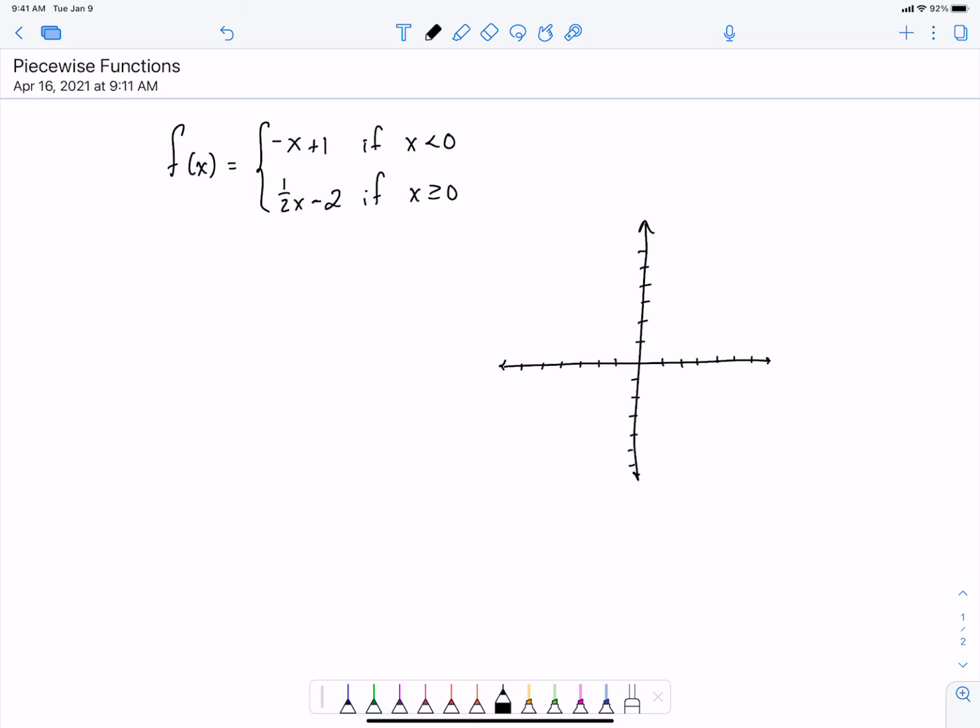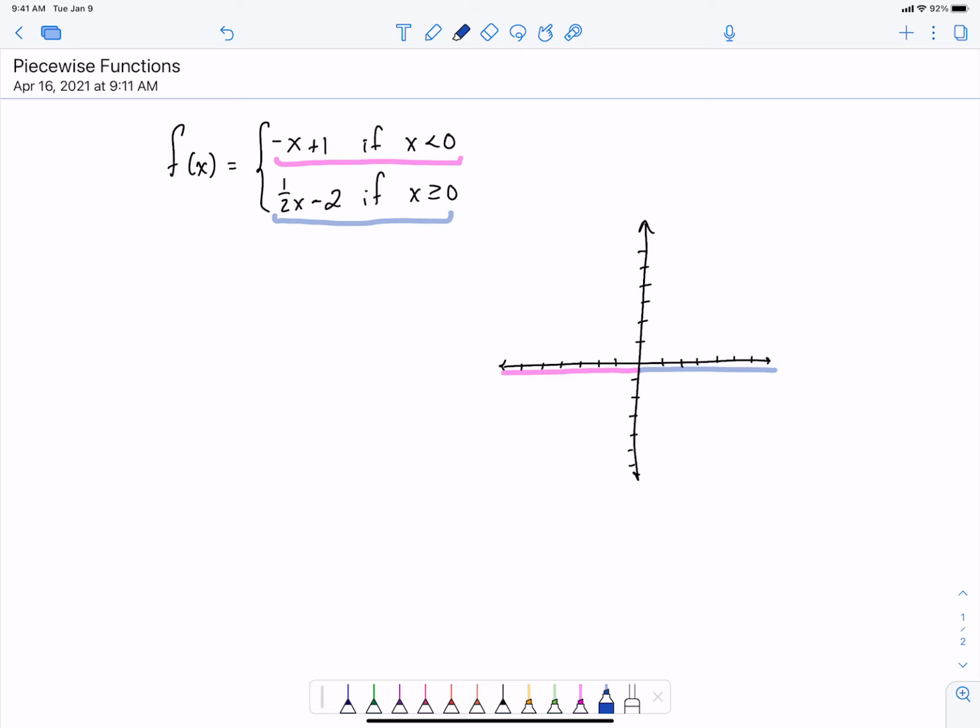What this piecewise function is telling us is that our domain is split into two pieces. We're going to be using this first function for all of our x values that are less than or equal to 0, so this part of our x-axis. And we're going to be using our second function, 1/2 x plus 2, for the other half of our domain, anytime x is greater than or equal to 0.